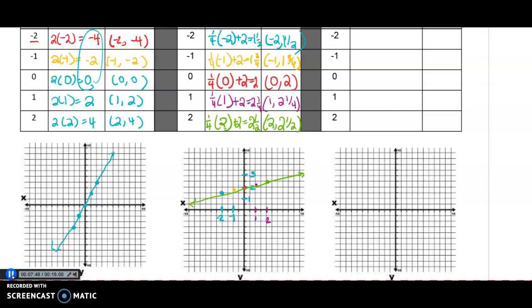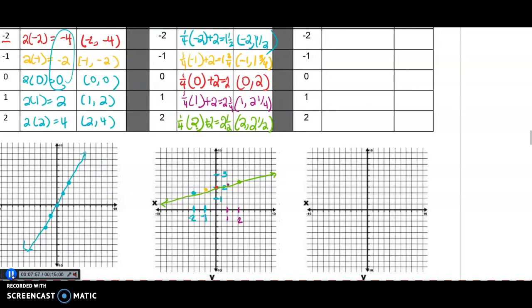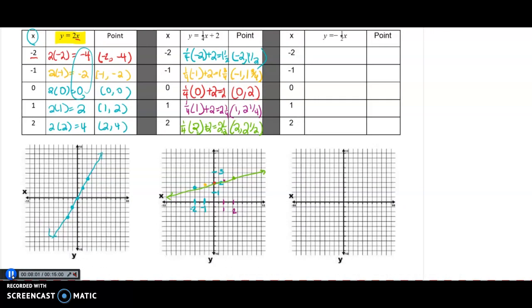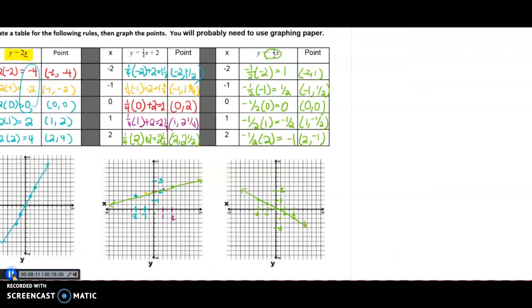You can always change your scale and make the number of boxes you skip to get to 1 the base number of your fraction. You guys try and find your points for the last part of that table there, y equals -1/2x. Don't miss that negative there. Okay? Go ahead and check your work for the last one.